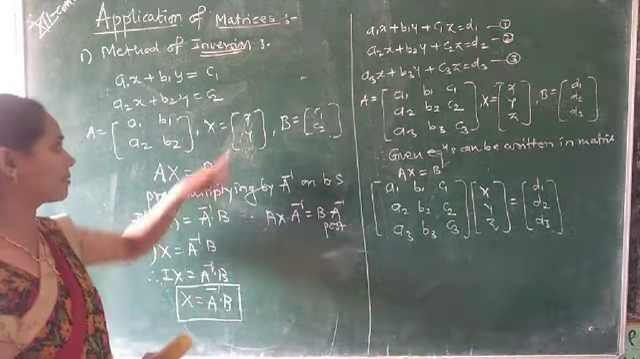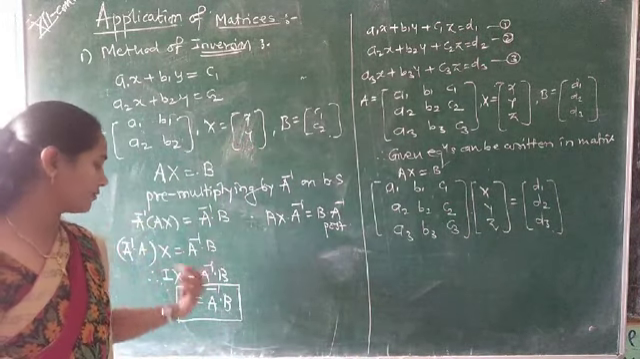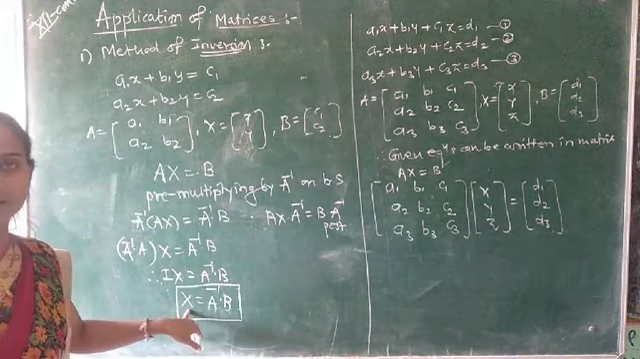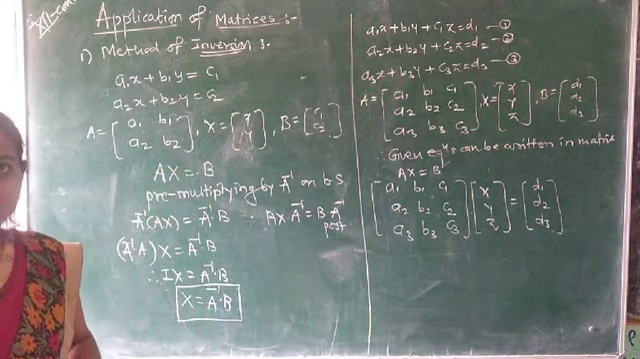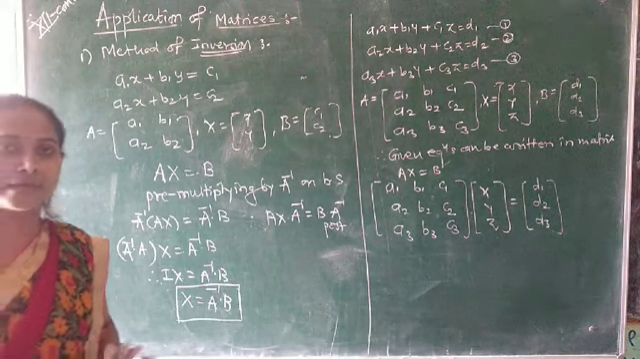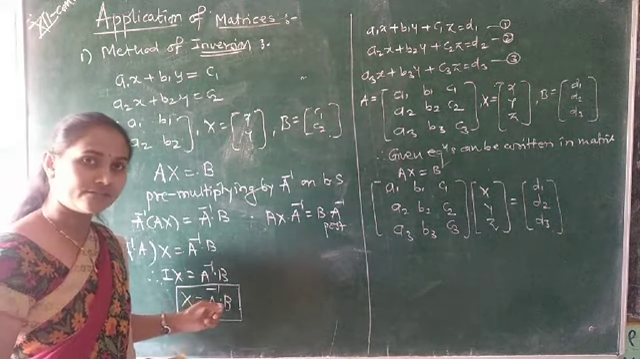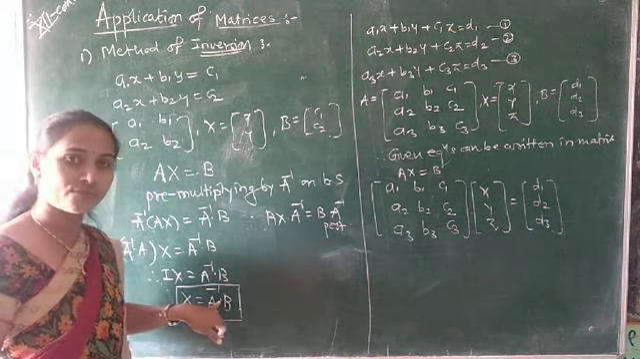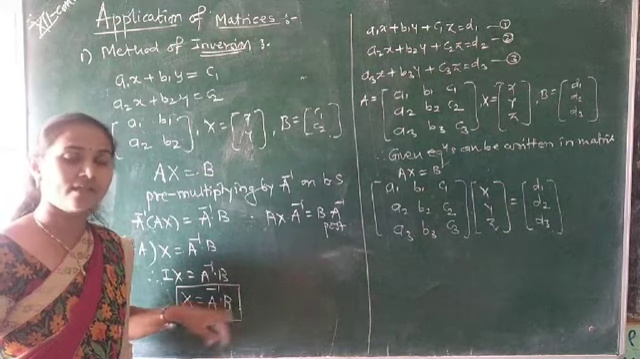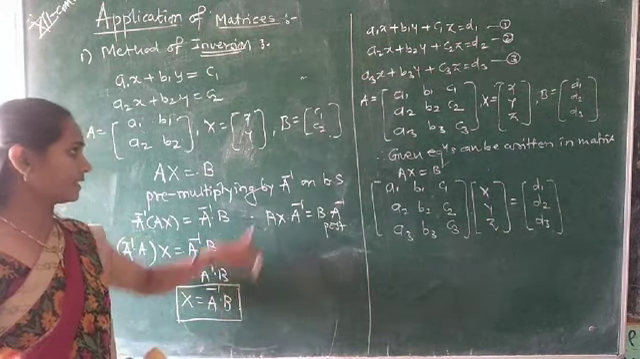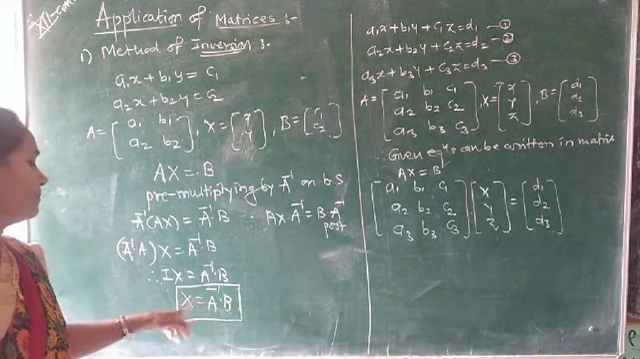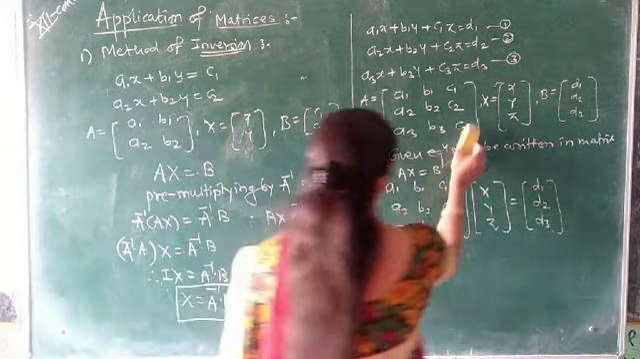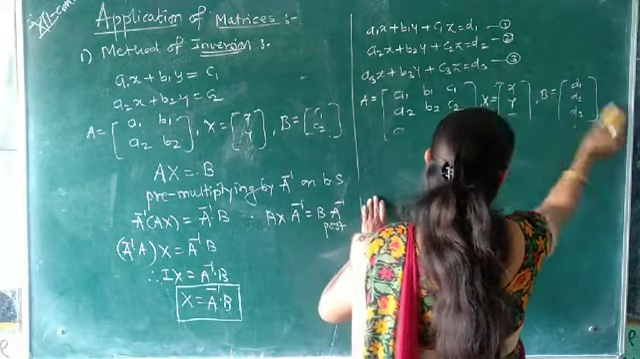X means what? Our matrix X, Y. Using equality, we find the values of x and y. This is called the method of inversion. So here we find the values of x and y by using the inverse. From this, first we find the inverse of matrix A and then multiply the matrix B, that is the constant, to our inverse. Then we will get the values of our variables, that is x, y.